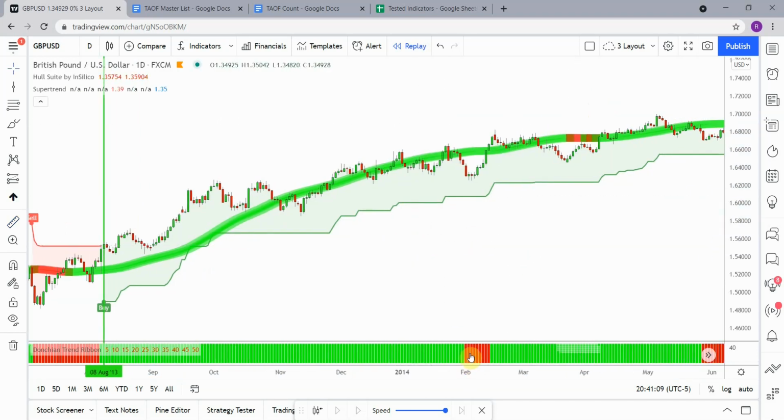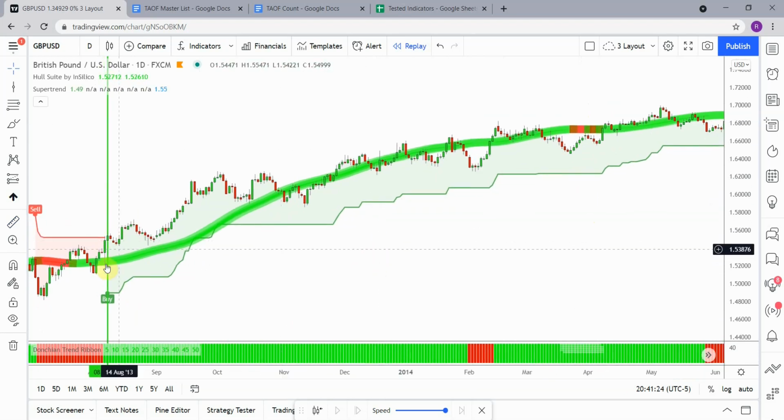And you can see that all along the way we do have the trend ribbon right here turning red. We have the whole suite also turning red, but none of them line up all together at the same time. If they did, then we would switch. Now, we are not going to look for all of these to be in accordance at the same time.